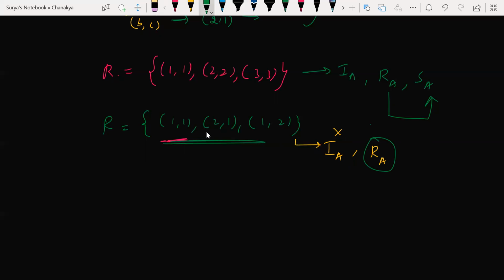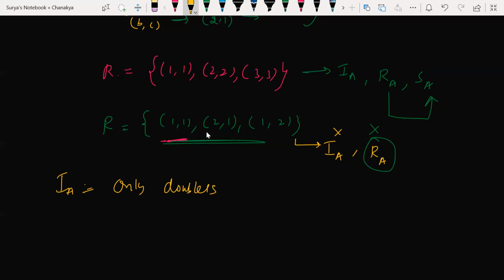Sir, it can't be that 1 comma 1 alone is not enough. No. Identity is nothing but every element must pair with itself only. Only ordered pairs, only doublets should be there. For reflexive, that is what I'm telling you. Okay, sir. Let me confirm one more time: only doublets.